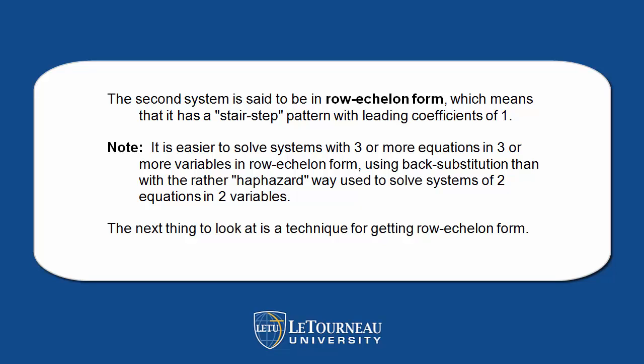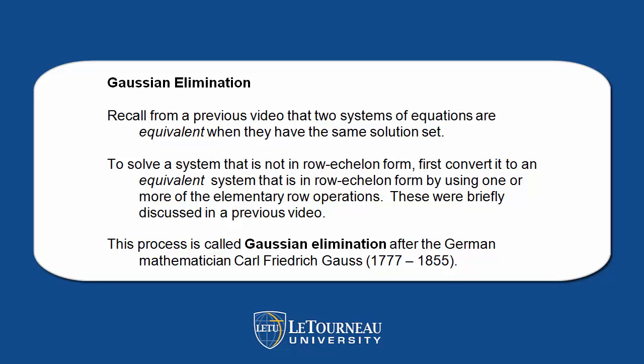This second system is said to be in row echelon form, which means that it has a stair-step pattern with leading coefficients of 1. This is a much easier way to solve 3 equations in 3 unknowns than the somewhat haphazard method that we have often used. This is called Gaussian elimination. To solve a system that's not in row echelon form, we're going to first convert it to row echelon form.